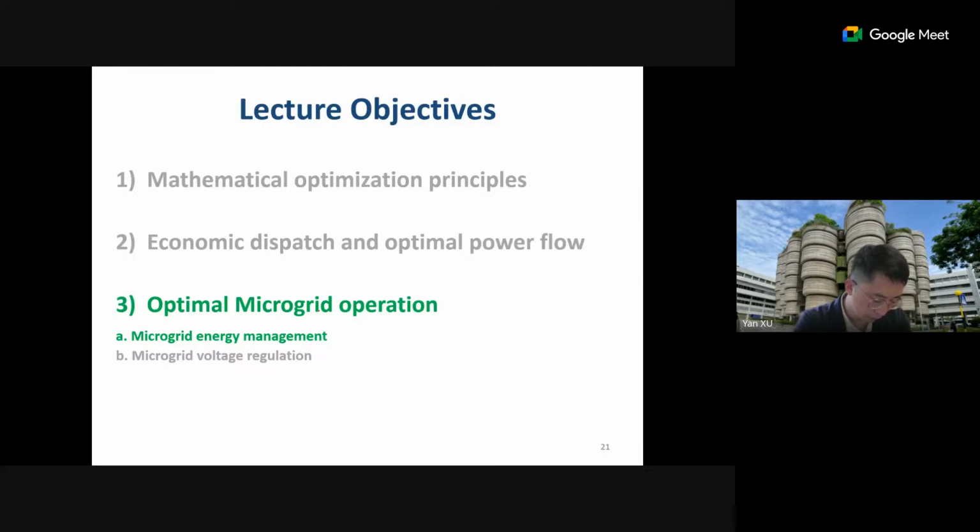Now, before we move to the third part, the microgrid operation, let's have a 5 minute break. Okay, 5 minute break. Please come back in 5 minutes. All right.